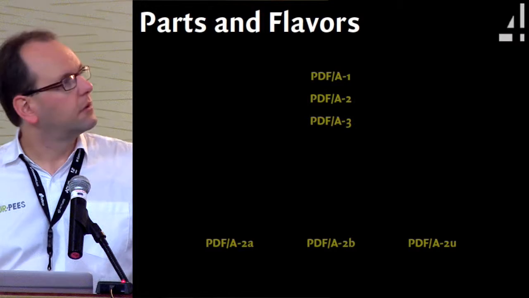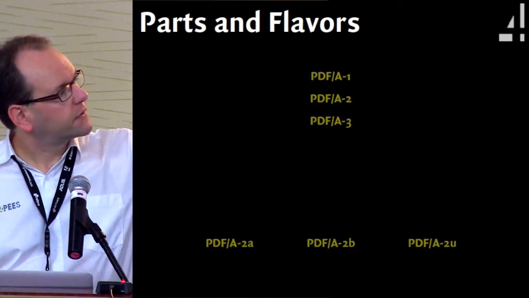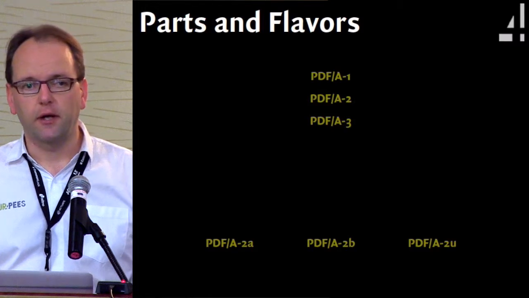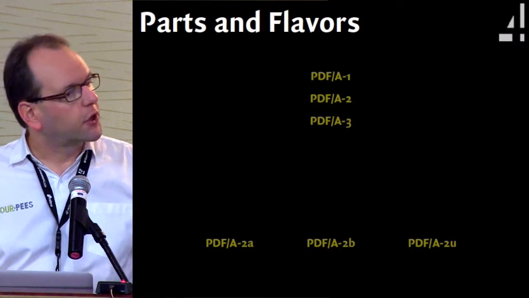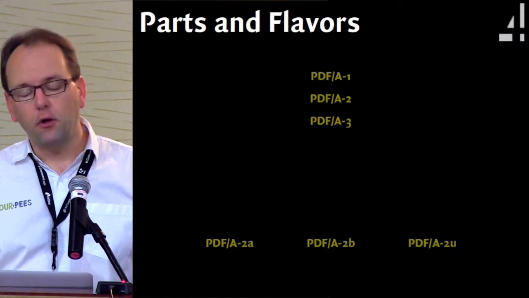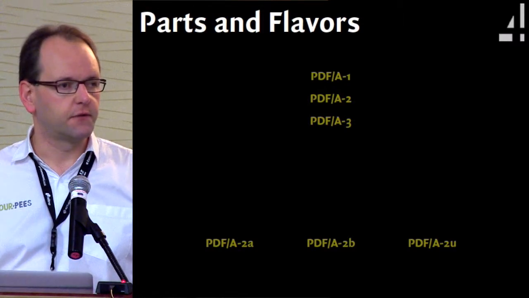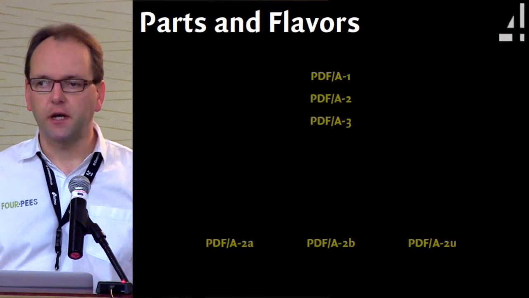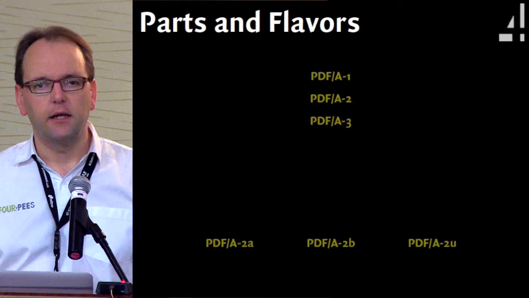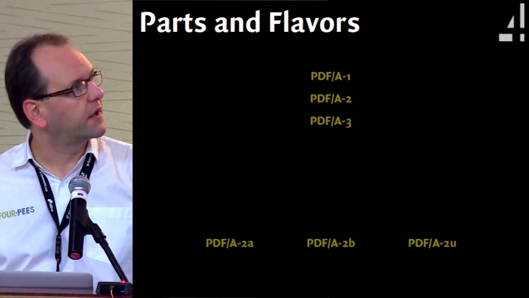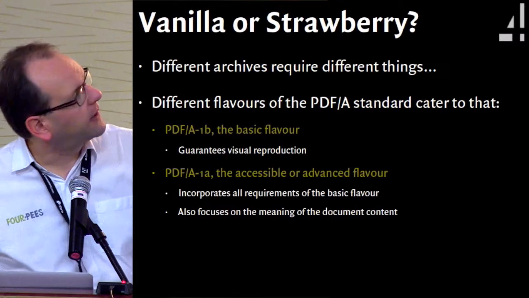And those two things, part and flavor, are very, very important when you start to think about archival, because they will determine what you can do with the documents in your archive. They will also determine how difficult it is to make the archive. So from a business point of view, deciding which way you want to go is crucial in that sense. So you have to understand what those things mean. Well, let's start with flavors.